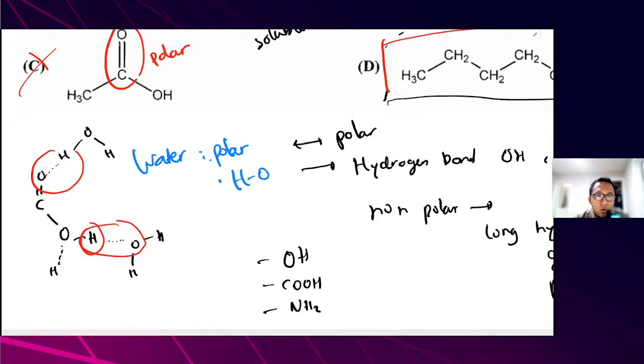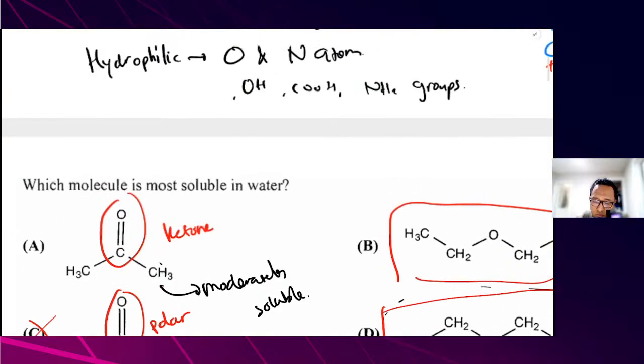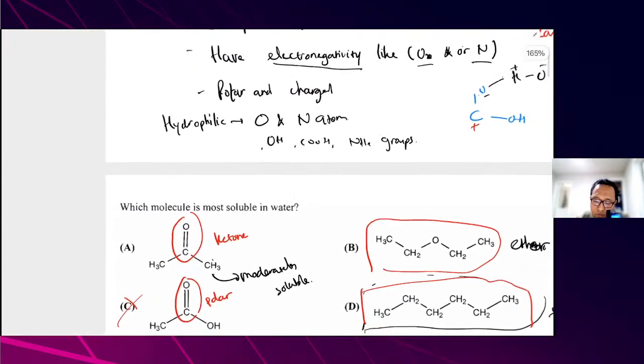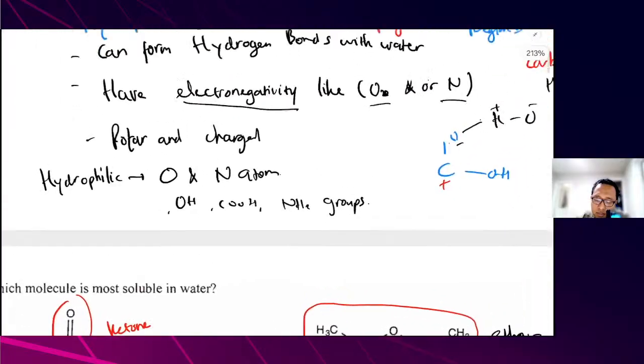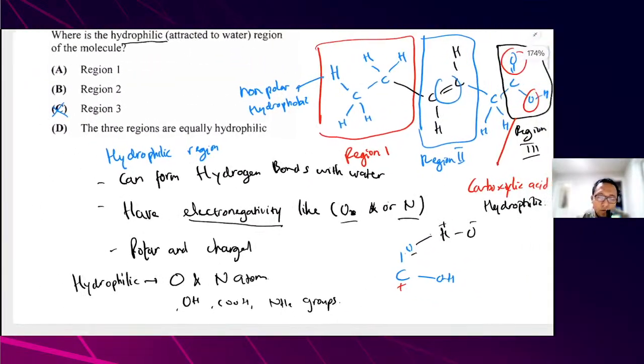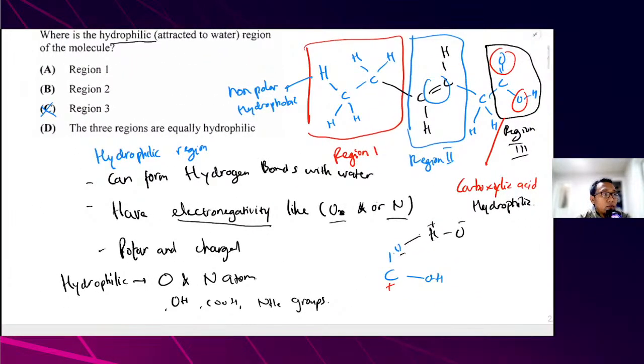So when we are looking at which one is the most soluble in water, just remember the concept of looking for OH, COOH, and NH2. Just look at these groups, as this is the same thing as in the previous question.